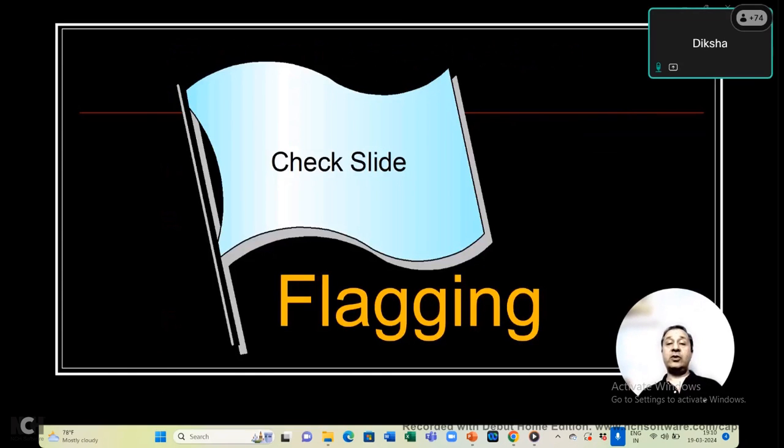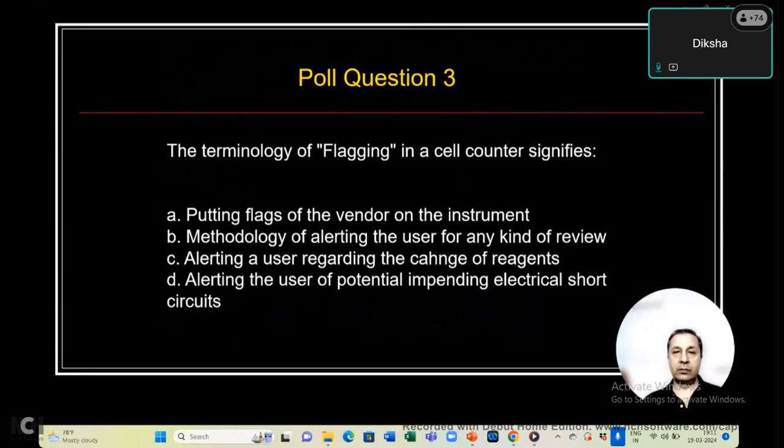This is what led to the concept of what is called flagging. Flagging here was to flag an event or a sample that had passed through the hematology analyzer, to go and check the slide for any abnormalities. So let's look at the question of flagging in a cell counter and what it signifies. Does it mean putting flags to the vendor on the instrument? Does it mean a methodology of alerting the user for any kind of review, or alerting the user regarding a change of reagents, or alerting the user of potential impending electrical short circuits? The answer is a methodology of alerting the user for any kind of review.